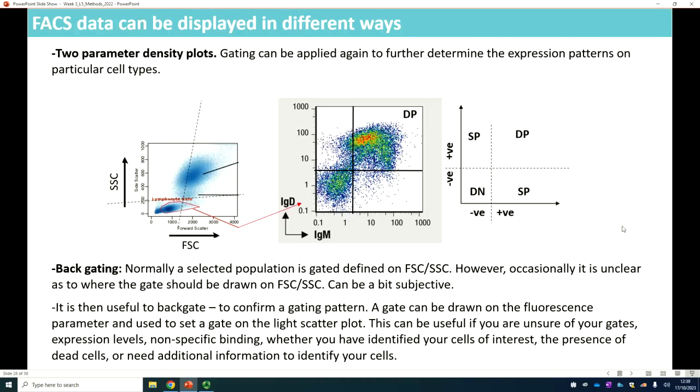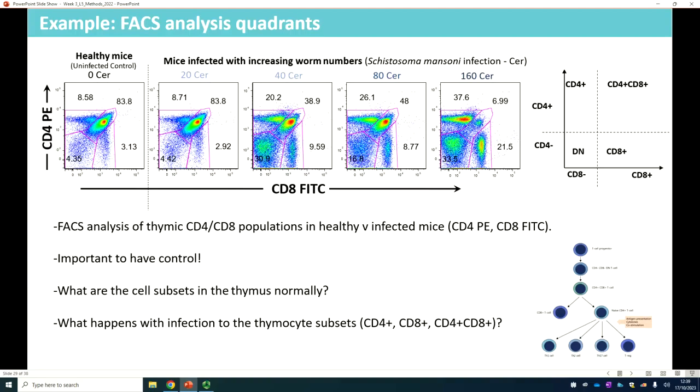You can also perform backgating. So normally a selected population would be gated based on the FSC, SSC. However, sometimes it's not very clear as to where the gate should be placed. And this is when it's useful to backgate, so you're confirming your gating pattern. So basically, a gate can be drawn on the fluorescence parameter and then used to set a gate back on the light scatter plot. So it's particularly useful if you're unsure of your gates or your expression levels, or whether you've identified your cells of interest correctly. That's just a useful technique.